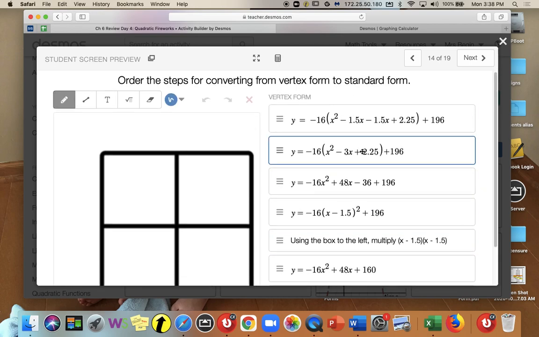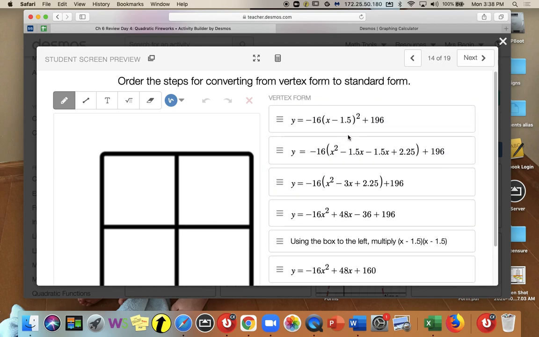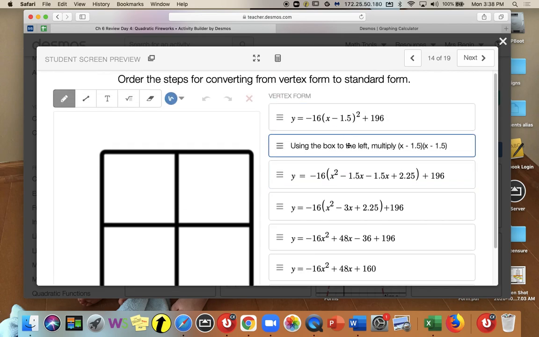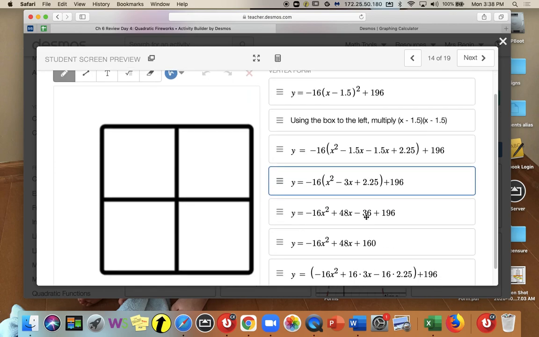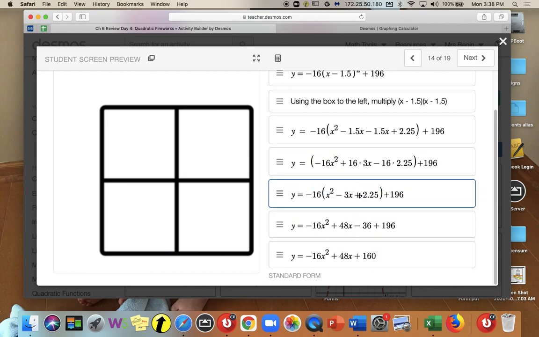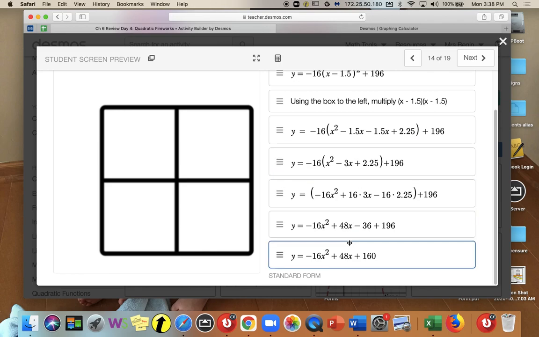So vertex to standard, vertex form, where are you? Here was our vertex form. And the next step, we're going to multiply out the 1.5 times the 1.5. And then we're going to combine like, okay, here's what we get. Then we'll combine like terms. Looks like it's this one. And then we'll multiply everything by 16. Ooh, where does this go? Right here. And then we'll get our answer. Combine like terms and get our answer.